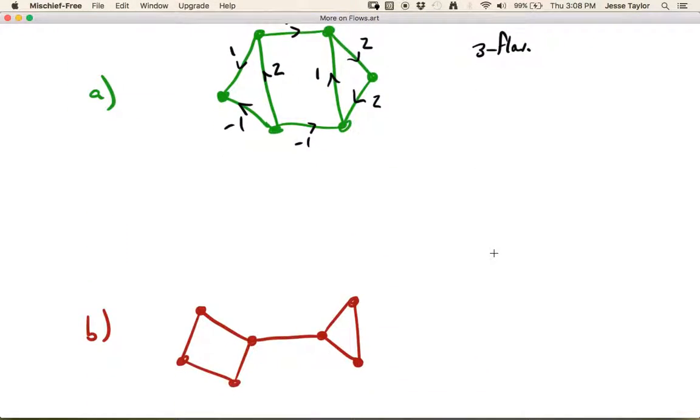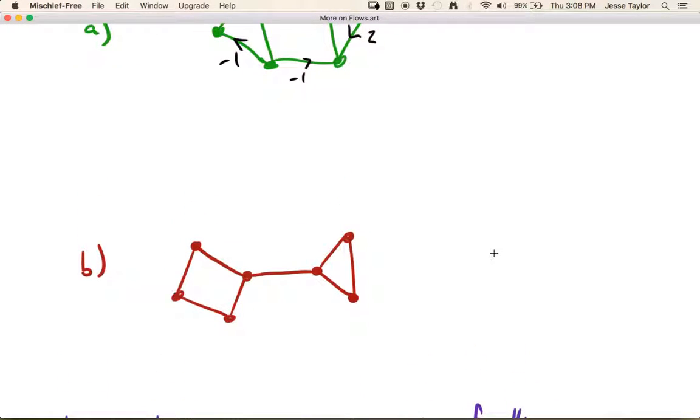Okay, what about this one? So this graph in red, you may want to pause and ask yourself whether this has a nowhere 0, 6 flow. It turns out here the answer is no, it doesn't. And why not? The answer is because of this bridge.